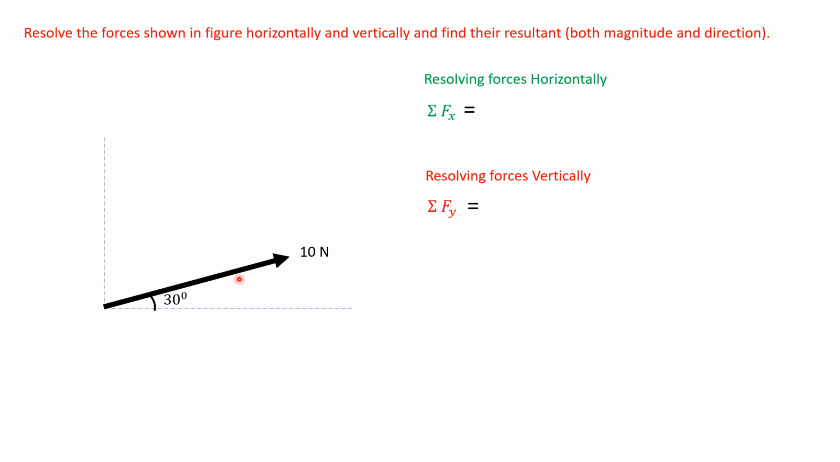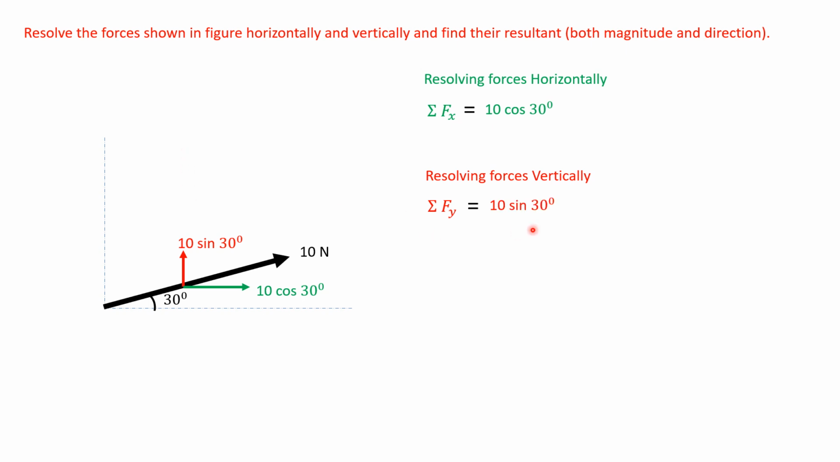Now first, resolving 10 Newton force horizontally, it will be 10 cos 30. It is directed towards the positive x-axis, so 10 cos 30 is positive. Now resolving 10 Newton vertically, it will be 10 sin 30, and it is directed towards the positive y-axis, so 10 sin 30 is positive.